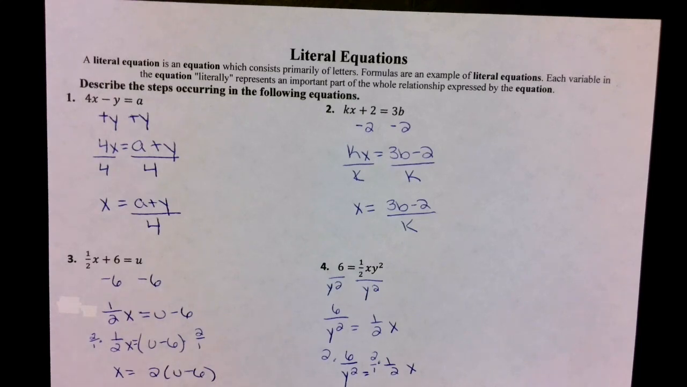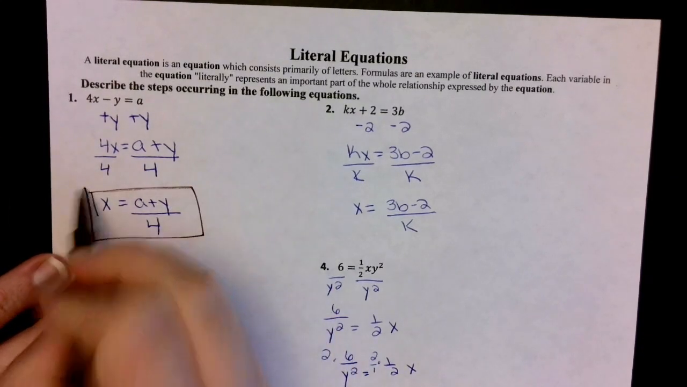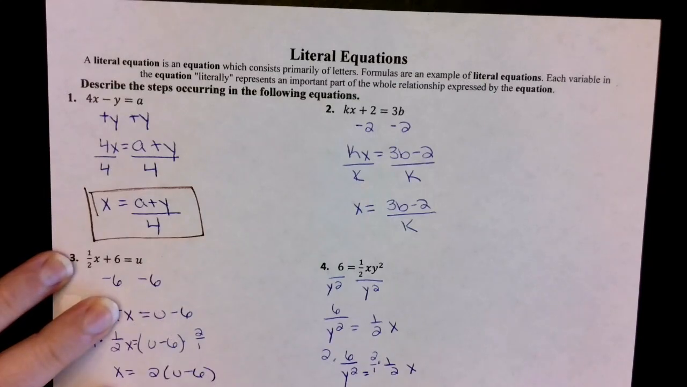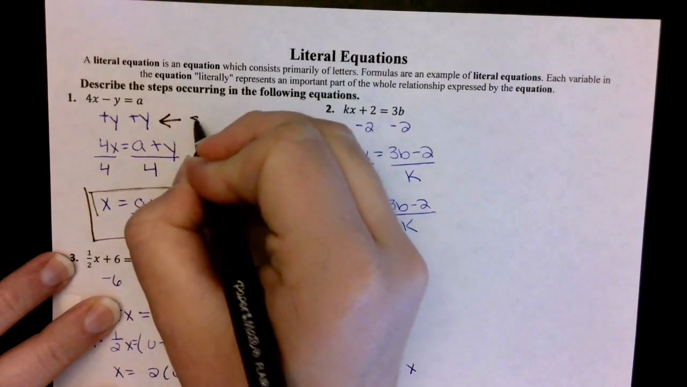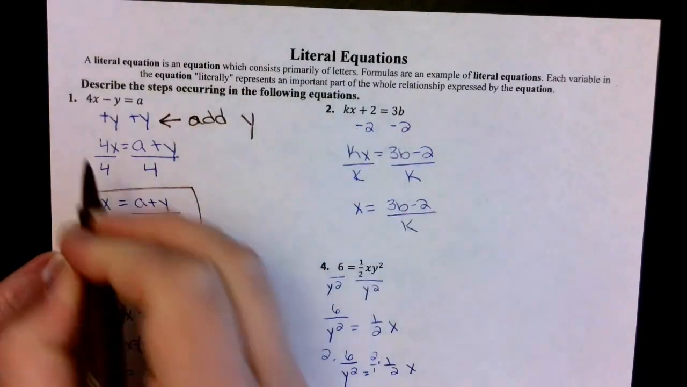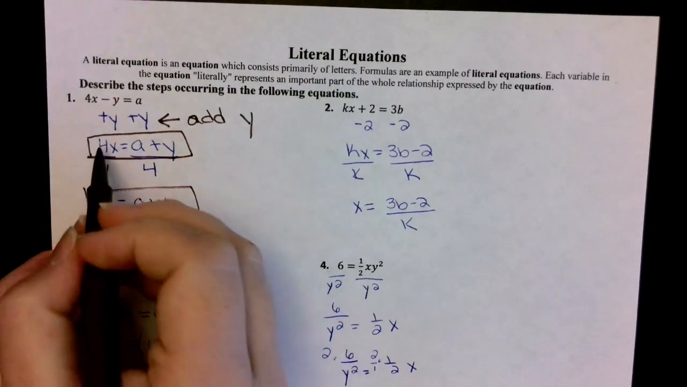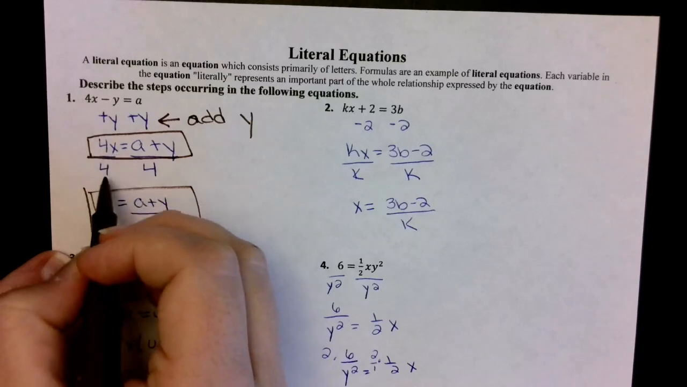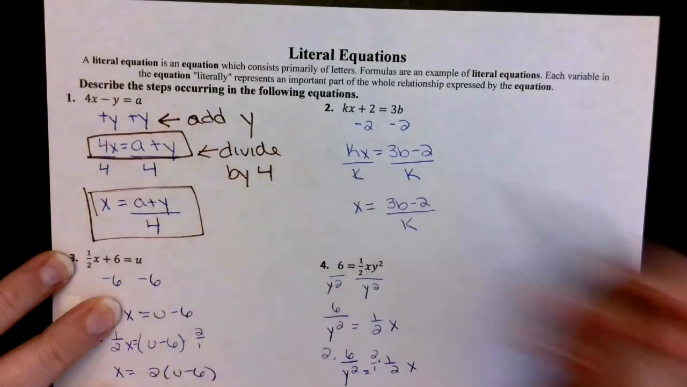So in this first part, especially since solving literal equations is new to you, we're just going to describe the steps occurring in the following equations. So we notice our final answer here is to get x by itself. So we had to walk through the steps to get x alone. So in our first step, we added y to both sides to get us here. In the next step, since it was 4 times x and I want to get x alone, I had to divide by 4.